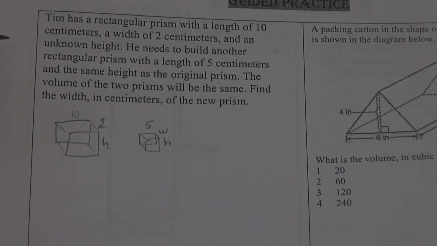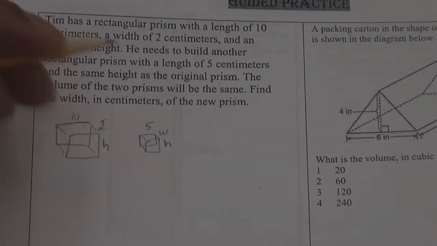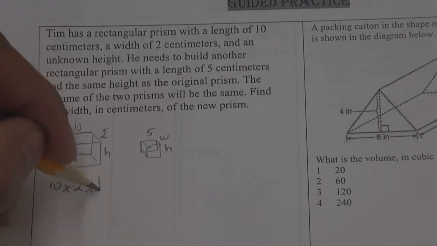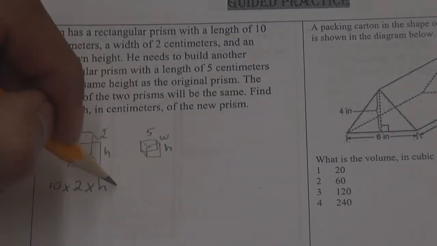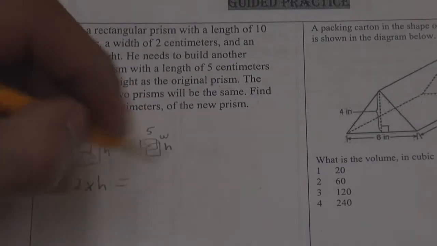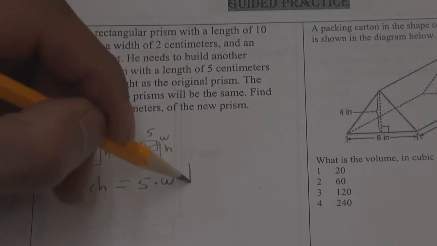All right, so what is it that I know? That both of them will have the same volume. So what does volume look like on this prism? Well, length times width times height, okay? And they say that both volumes should be equal. So then this is going to be equal to length times width times height.